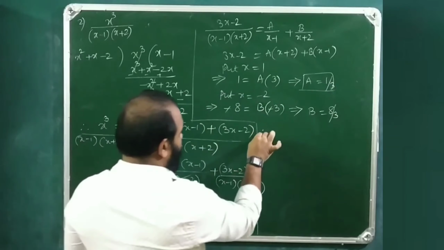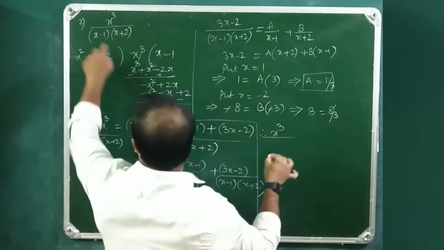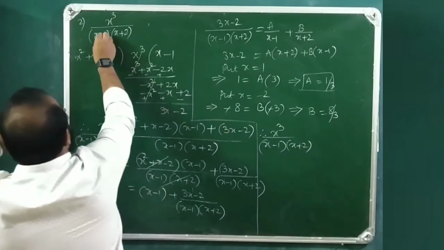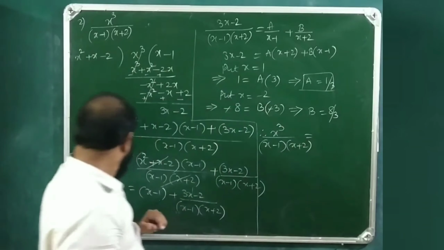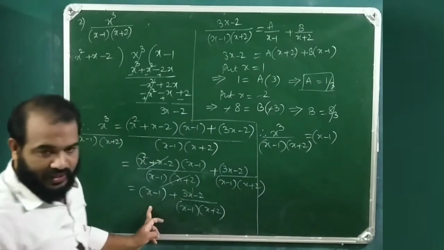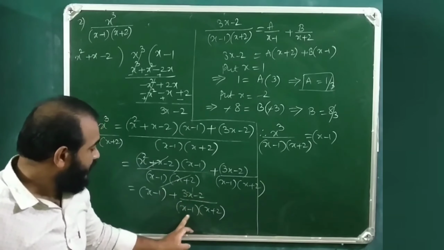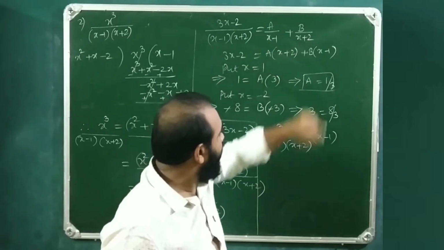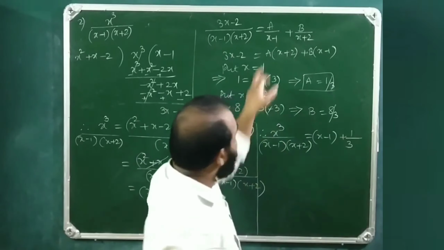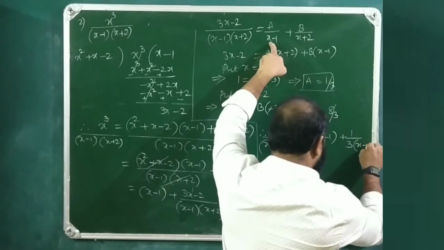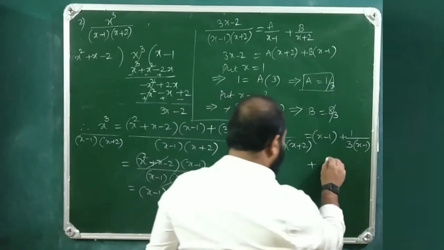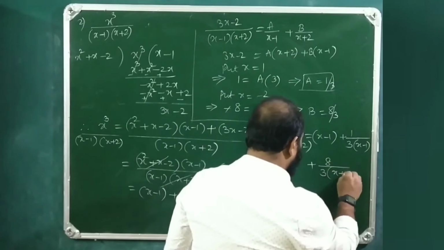Therefore x cubed by x minus 1 into x plus 2 is equal to x minus 1, as usual, plus this 3x minus 2 by x minus 1 into x plus 2, which is a by (x minus 1) plus b by (x plus 2). The value of a is 1 by 3, so 1 by 3 into x minus 1 plus 8 by 3 by x plus 2. So this is 8 by 3 into x plus 2.